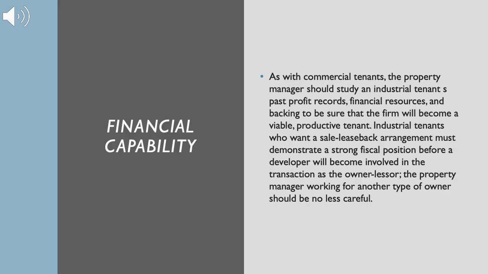As with commercial tenants, the property manager should study an industrial tenant's past profit records, financial resources, and backing to be sure that the firm will become a viable, productive tenant. Industrial tenants who want a sale-leaseback arrangement must demonstrate a strong fiscal position before a developer will become involved in the transaction as the owner-lessor. The property manager working for another type of owner should be no less careful.